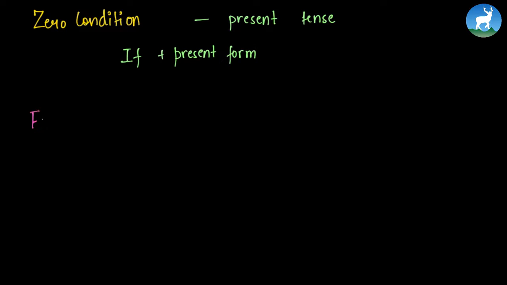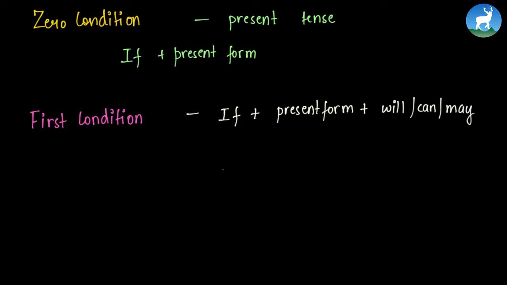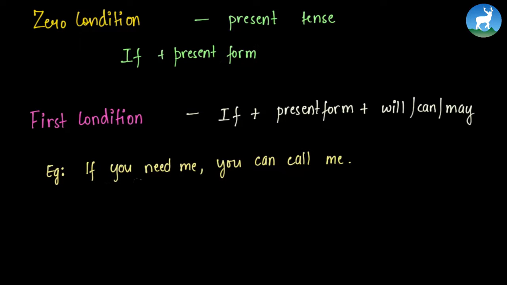Next we have the first condition. You already know what a first condition is, right? The first condition is used to talk about something in the present or likely to happen in the future. The sentence structure is if plus present form plus will, can, or may. The example is: if you need me, you can call me. Here need is the present form, and can plus call is in the second clause, where you use one of will, can, or may. So this is the structure for the first condition.